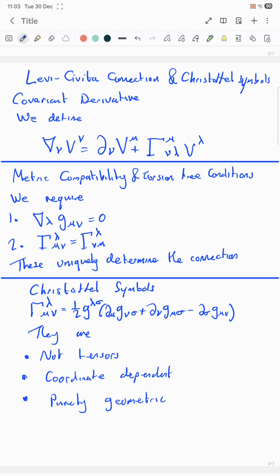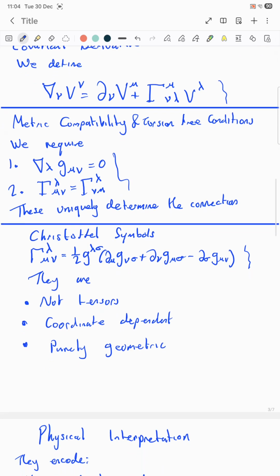And now the Levi-Civita connection and Christoffel symbols. The covariant derivative we can define as such. Now the metric compatibility and torsion-free conditions, we require these to be true. These uniquely determine the connection. Now the Christoffel symbols given here, they are not tensors. They are coordinate dependent and purely geometric.